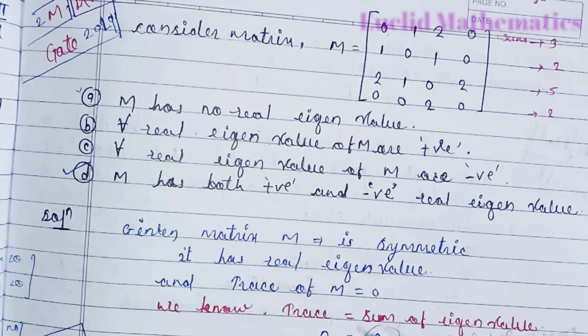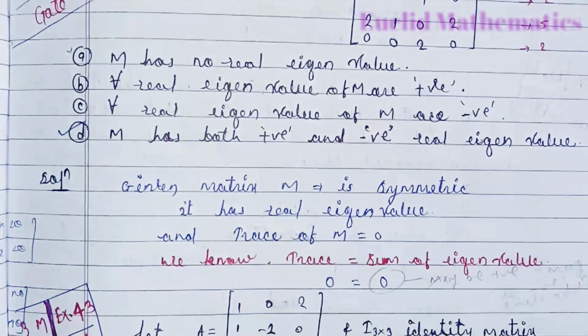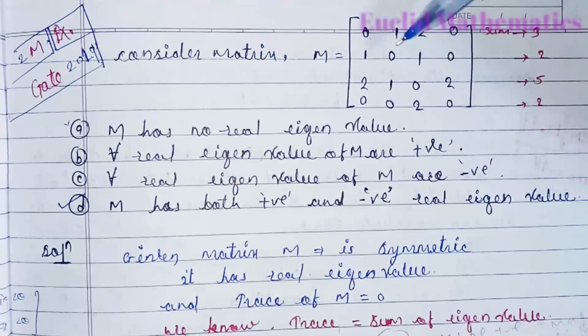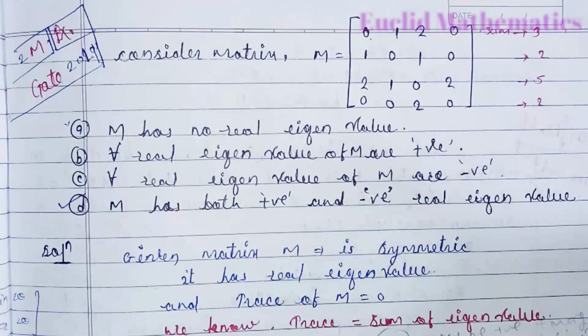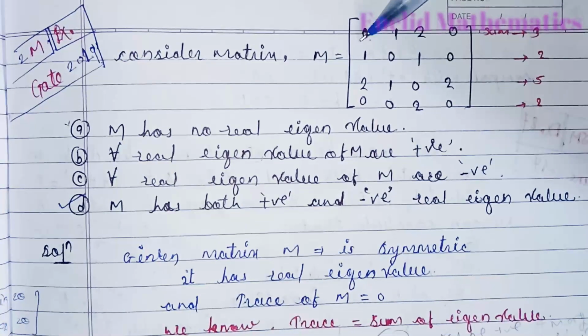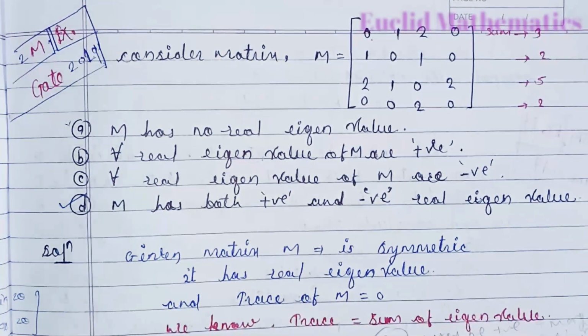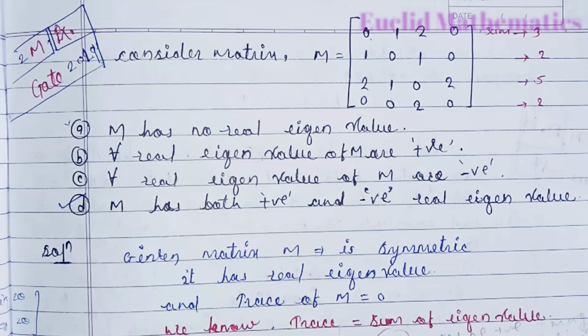Now let's go for the next. We can observe that the diagonal elements are 0, 0, 0. All diagonals are 0. That means the trace of matrix M, which is the addition of the diagonal, is 0. We know that the trace of a matrix is equal to the sum of its eigenvalues. If we add the diagonal elements, we obviously get the trace as 0. If the trace is 0, that means the sum of all eigenvalues is 0.